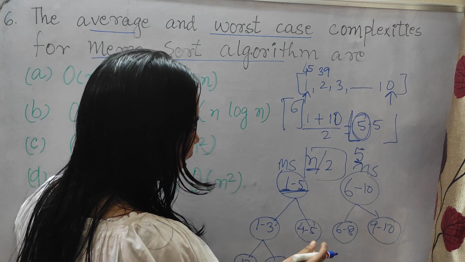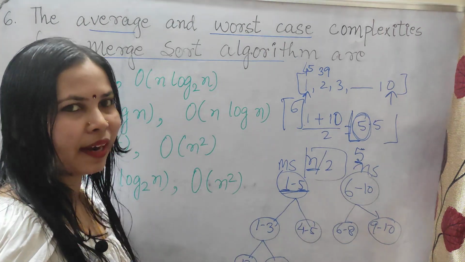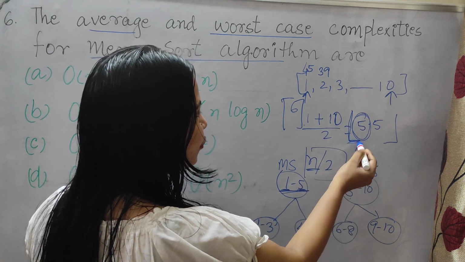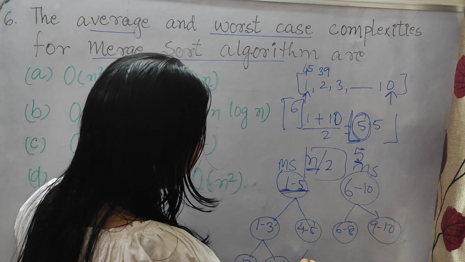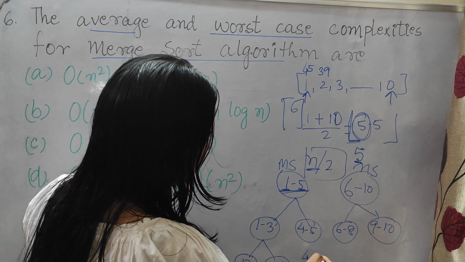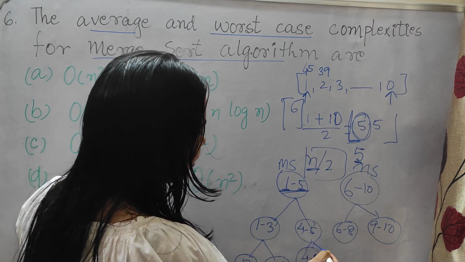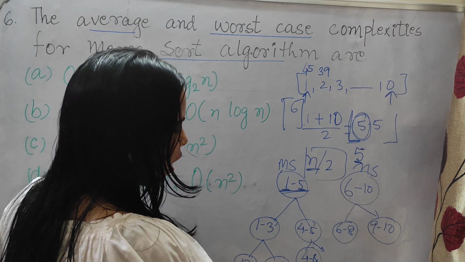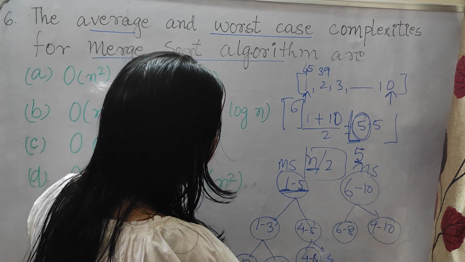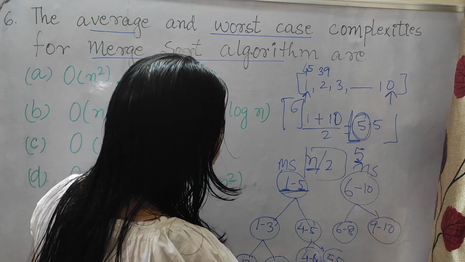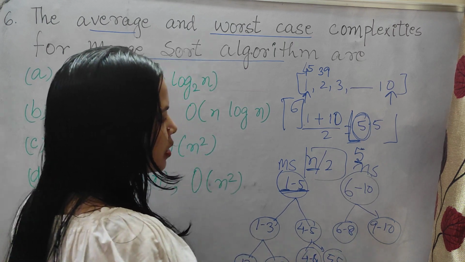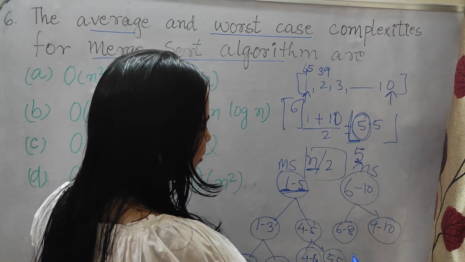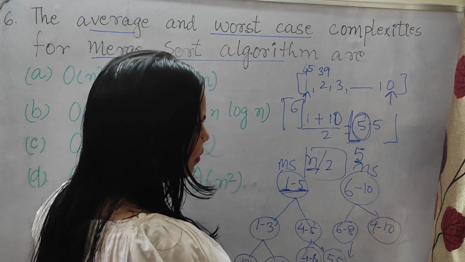Now 4 to 5. 4 plus 5 is 9, 9 divided by 2 is 4.5. Then we take the floor value, so 4 to 4 will come in the left part. In the right part, the mid value plus 1 is 5, and the last element is 5, so 5 to 5 will come. Now 6 to 8: 6 plus 8 is 14, 14 divided by 2 is 7. So 6 to 7, mid value is 7, so 6 to 7.